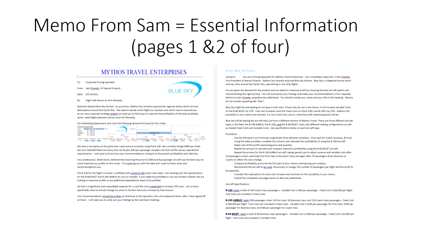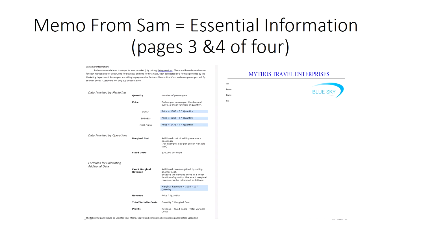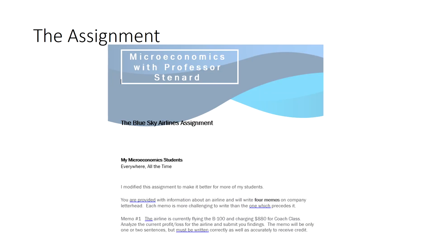One of them is a memo from Sam Dranetz, who is the Vice President of Special Projects at Blue Sky Airlines and Mythos Travel. He gives you lots of information in here. You want to look through and read this because there's all sorts of important things in there. I'm saying it's 4 pages, but really it's the memo and then information about each of the aircraft and then some formulas as well as the letterhead as the 4th page. So become familiar with that.